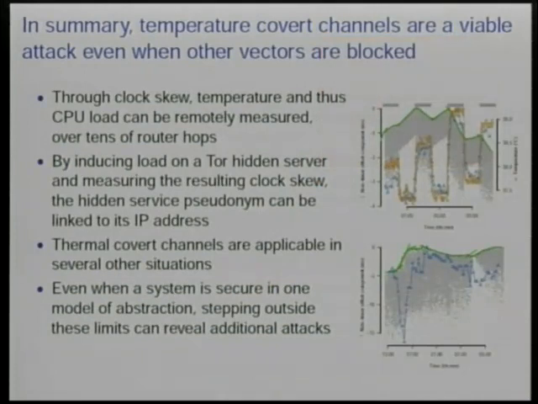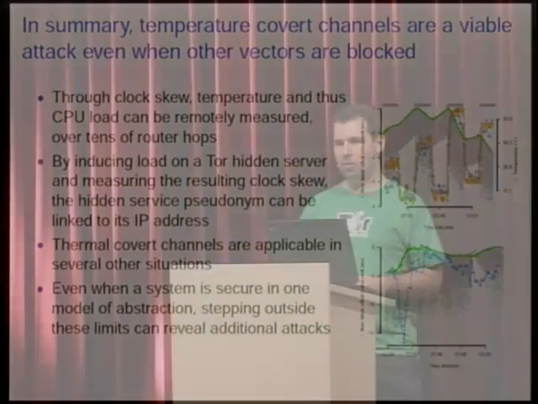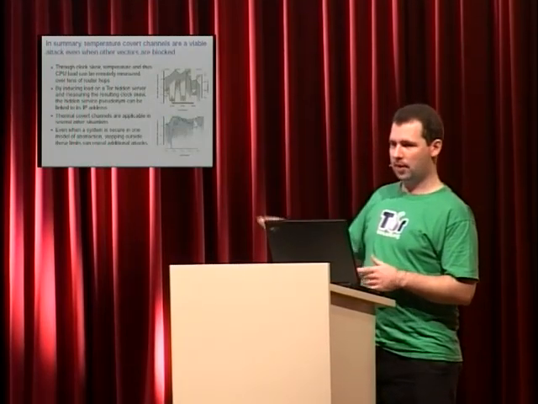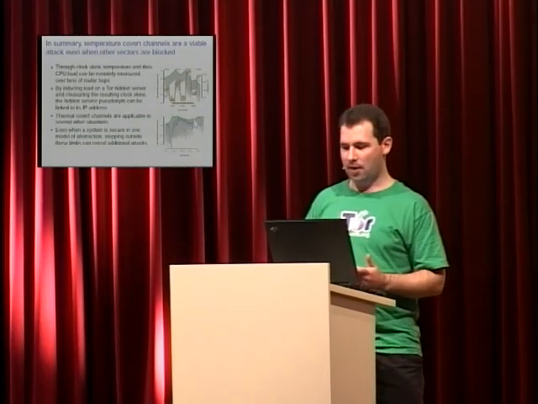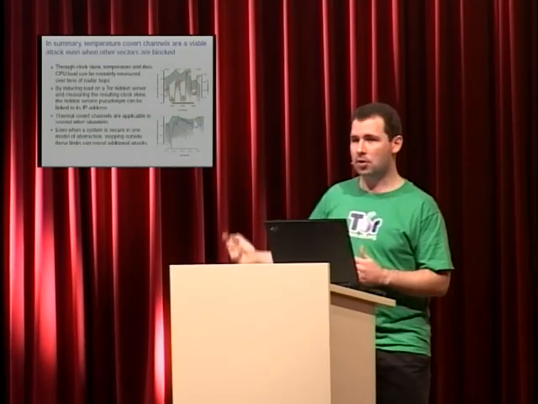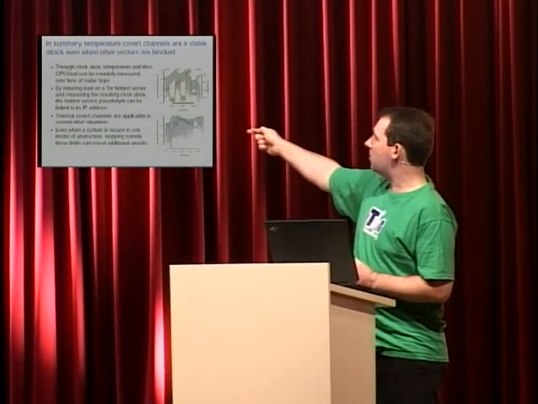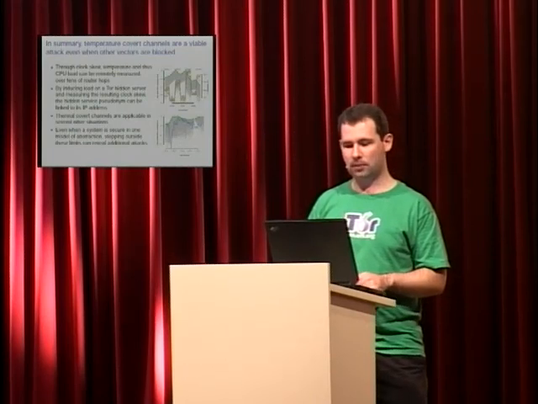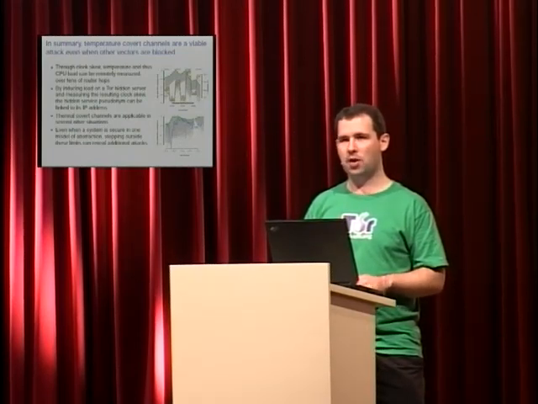So in summary, I think temperature covert channels are interesting, and in some cases, they're a viable attack in more high-integrity systems. In your average system, there's going to be better attacks, but if you defend it against all other avenues, then this might be an adequate way to go. I showed how inducing load on a Tor hidden service will introduce a clock skew, and that can be measured remotely. In the example here, which is from one of the Tor suspected Sybil attack servers, there's quite a lot of noise. This is across the transatlantic, around about 14 hops, but it still allows me to get quite a stable temperature difference out of it. And I showed some other cases where temperature covert channels could be useful.